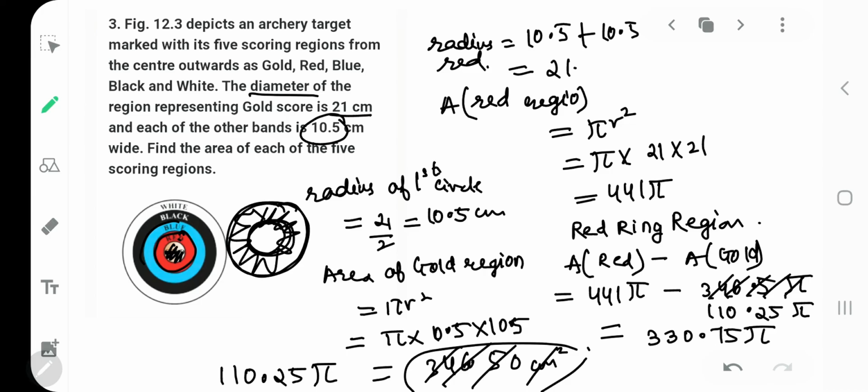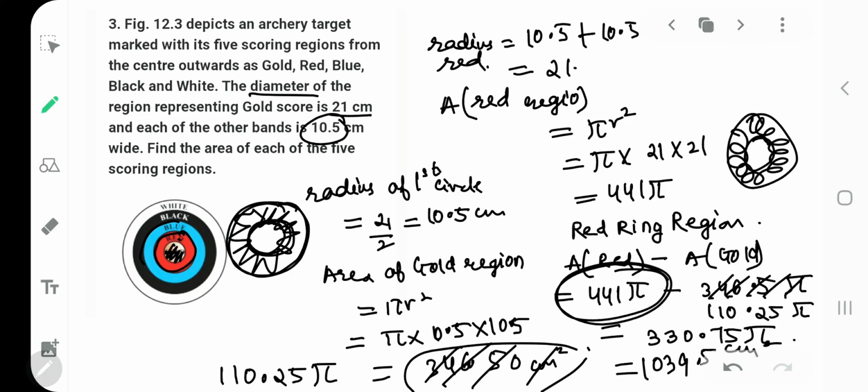and that is 330.75 pi. If you want to put the value of pi, you can, and your final answer will be 1039.5 centimeter square. So you got the area of only the red ring. Okay, so this is your red ring. Now red and gold together was the area 441 pi.